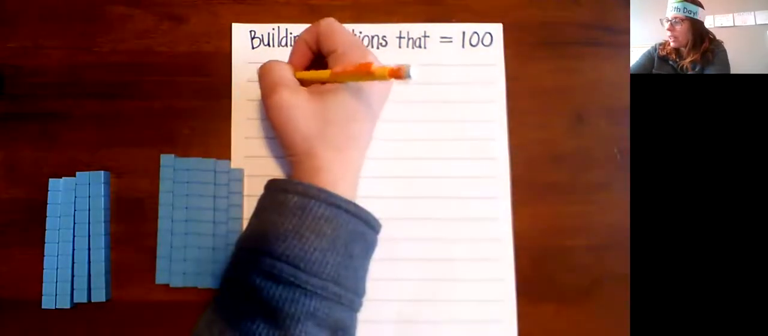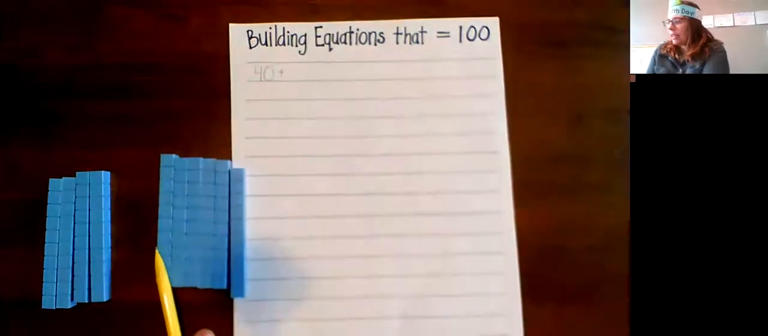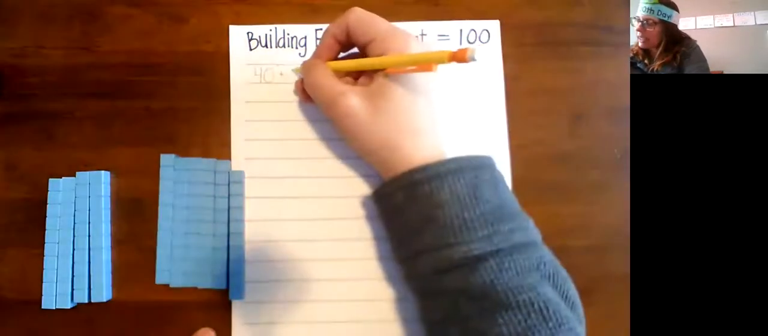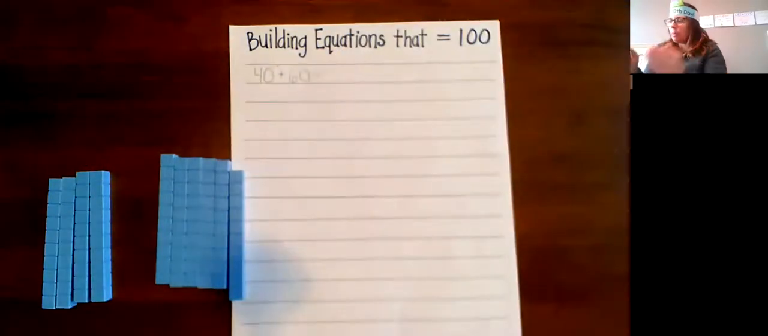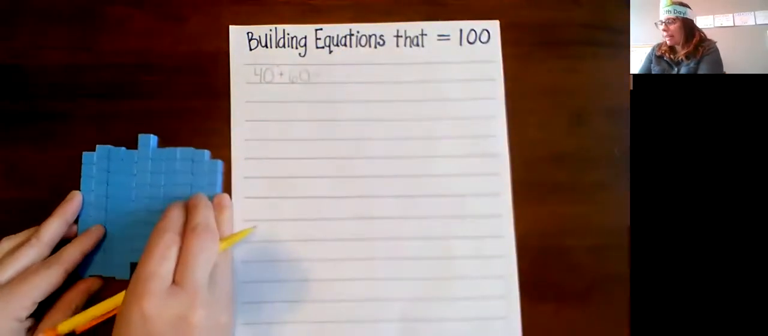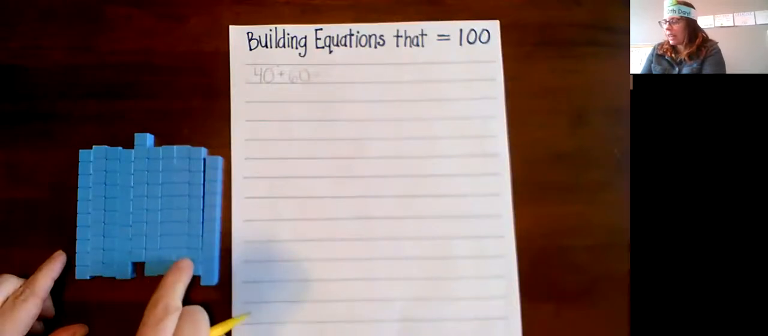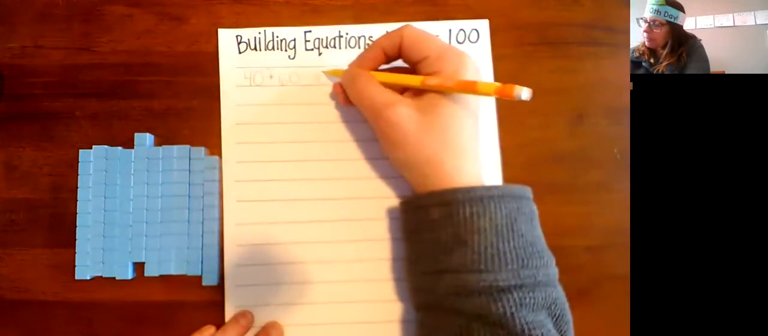I'm going to put 40 plus, how many is this? 10, 20, 30, 40, 50, 60. 40 plus 60. We know how many it equals, right? Because we started out with 100. So we know that if we put them back together, that's 100. 10, 20, 30, 40, 50, 60, 70, 80, 90, 100. So 40 plus 60 equals 100.